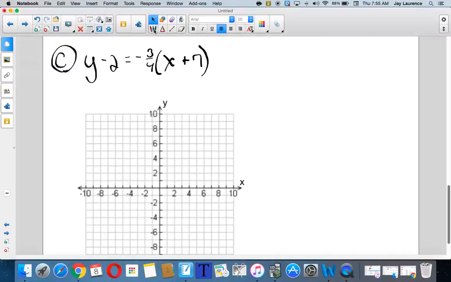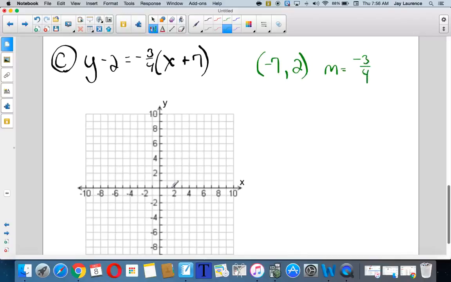All right, so go ahead and pause the video. Try this one on your own. Here comes my solution. First, I need my point, which is going to occur at (-7, 2). The signs change. My slope is going to be -3/4. So (-7, 2) is there. And then I'm going to go down 1, 2, 3, right 1, 2, 3, 4.